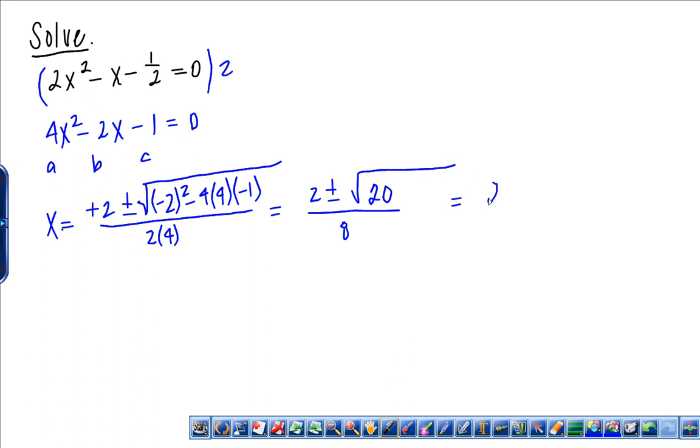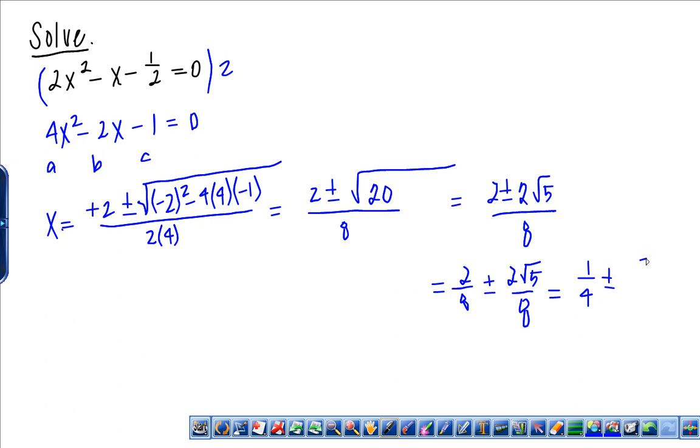That simplifies. 2 plus or minus, how about 2 square roots of 5? And I'm going to break this up. So this is 2 over 8 plus or minus 2 square roots of 5 over 8. And I know my 2 and 8 can simplify. So how about a final answer of 1/4 plus or minus the square root of 5 over 4. And that should be the final answer for that quadratic.